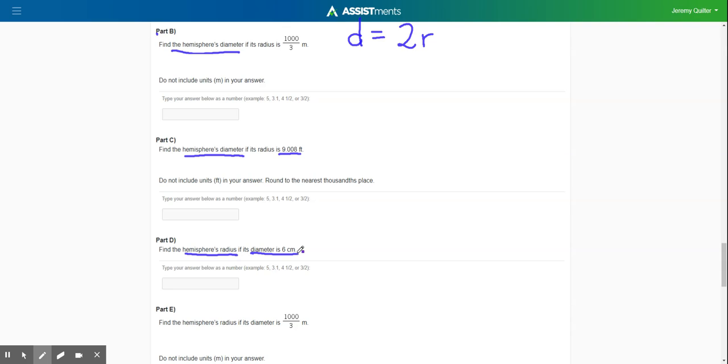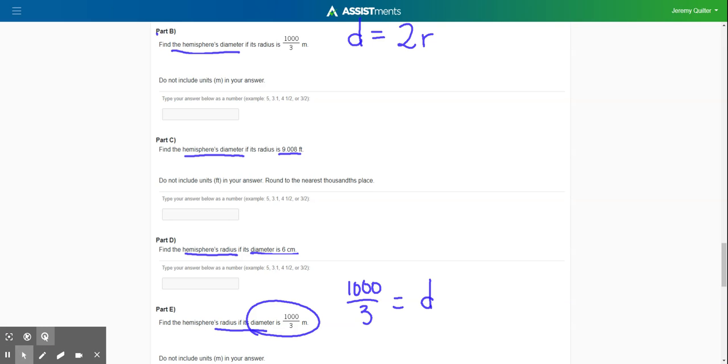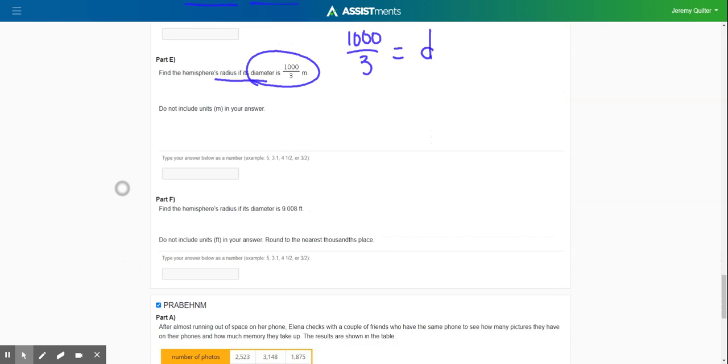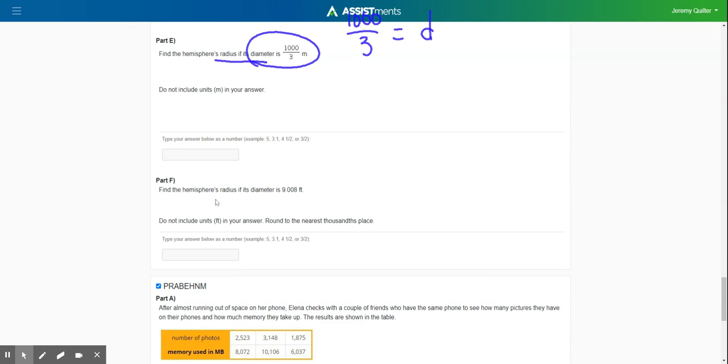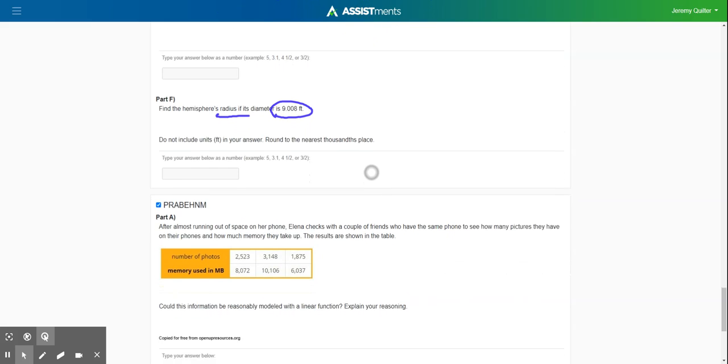well, if its diameter is 6 centimeters, hemisphere's radius, if the diameter is 1,000 thirds, pay close attention. You are now finding that diameter is 1,000 thirds is equal to the diameter. Okay, be very careful with that one because now we're going the opposite way. And then again, figure out the radius when you know what the diameter is. All right, so be careful, read carefully, but remember diameter is equal to twice the value of the radius.